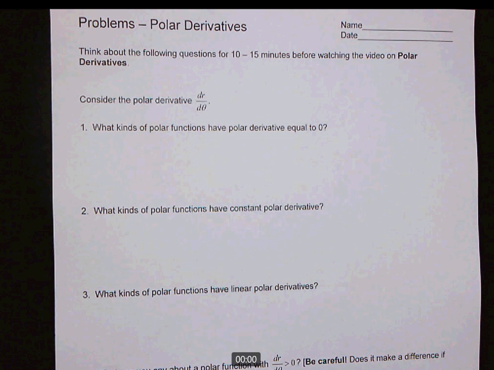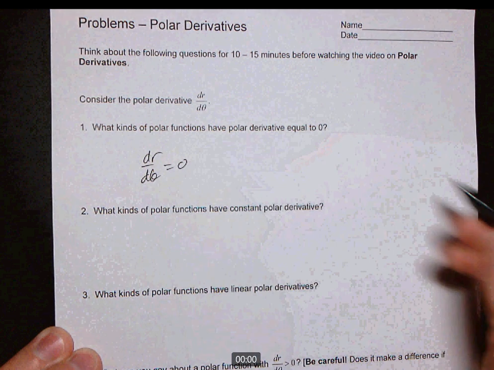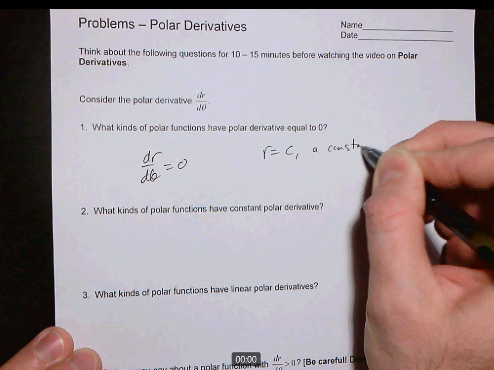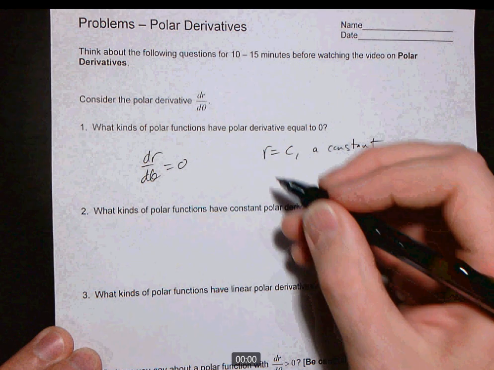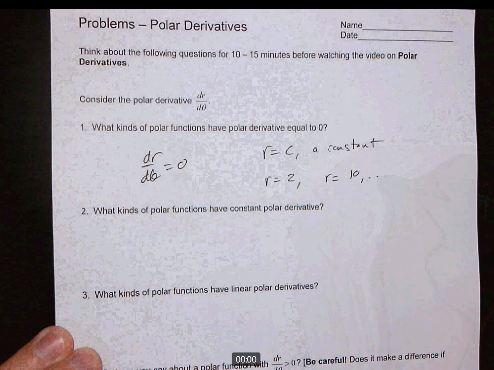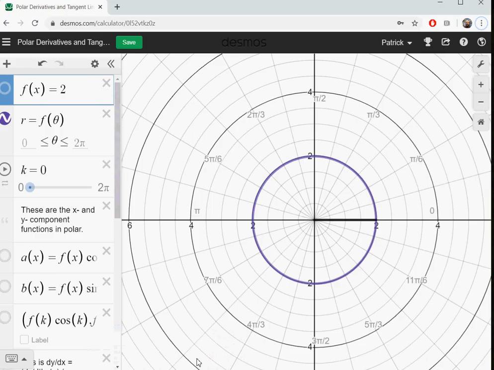So we can start just by thinking about some simple polar functions that have polar derivative equal to 0. So what would it mean to have dr d theta equal to 0? Of course, we know that r equals c, a constant, would have a polar derivative equal to 0. So we could think about functions like r equals 2 or r equals 10, things like that. And of course, we know that those are all circles. So when we go to graph these things, we can see that r equals 2 is a circle, and this has constant polar derivative.